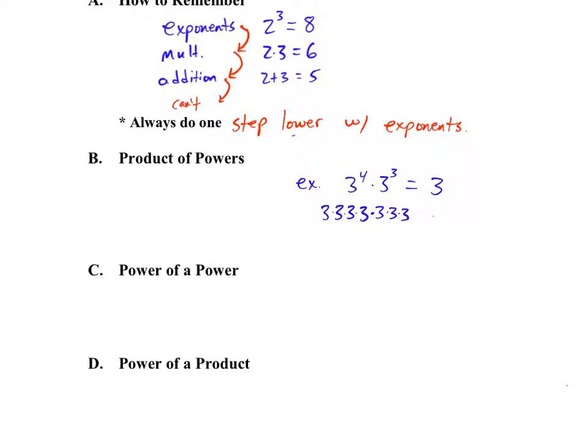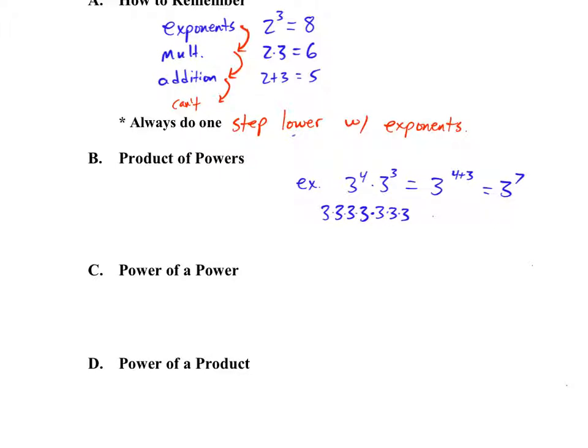Yes? So what do we do to the 4 and 3? We add them. This becomes 4 plus 3, or 3 to the 7th. And you could figure that out doing this if you had to. But what we're doing, if you go back to what I had here, is multiplying, agreed? If you're multiplying, you always do one step lower, addition, with the exponents.